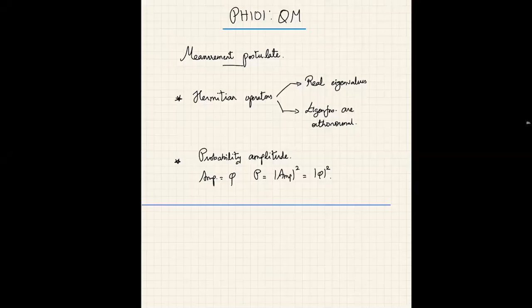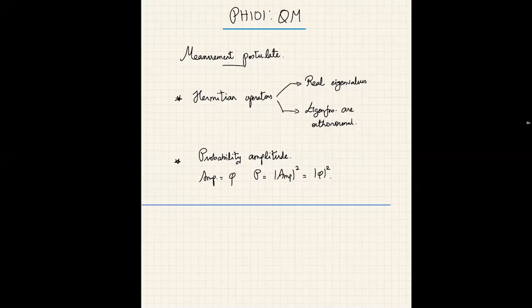So in today's module, we will go on and talk about the next postulate of quantum mechanics. This is also called the measurement postulate by some. And in some sense, this is the postulate that shows a very radical departure from classical mechanics, even though the first two postulates also do.